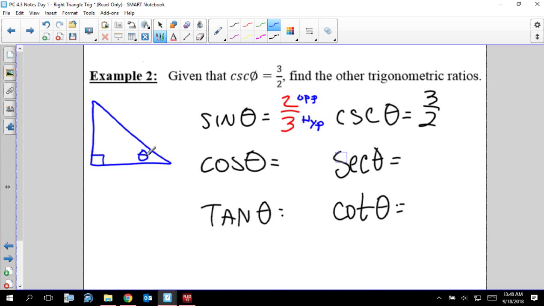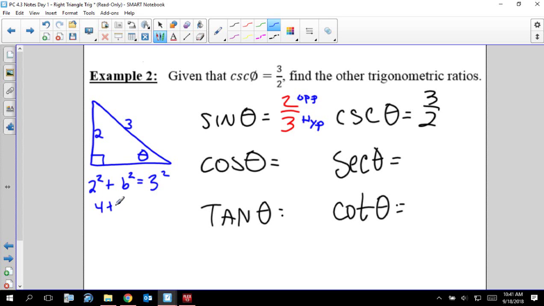Then I'm going to put in, across from theta, the opposite is 2, the hypotenuse is 3. And then I'm going to say, I need to find the adjacent. Is there a triple with a 2 and a 3? No. So then I am going to do Pythagorean theorem. 2 squared plus something squared equals 3 squared. Hypotenuse has to be in the C place.